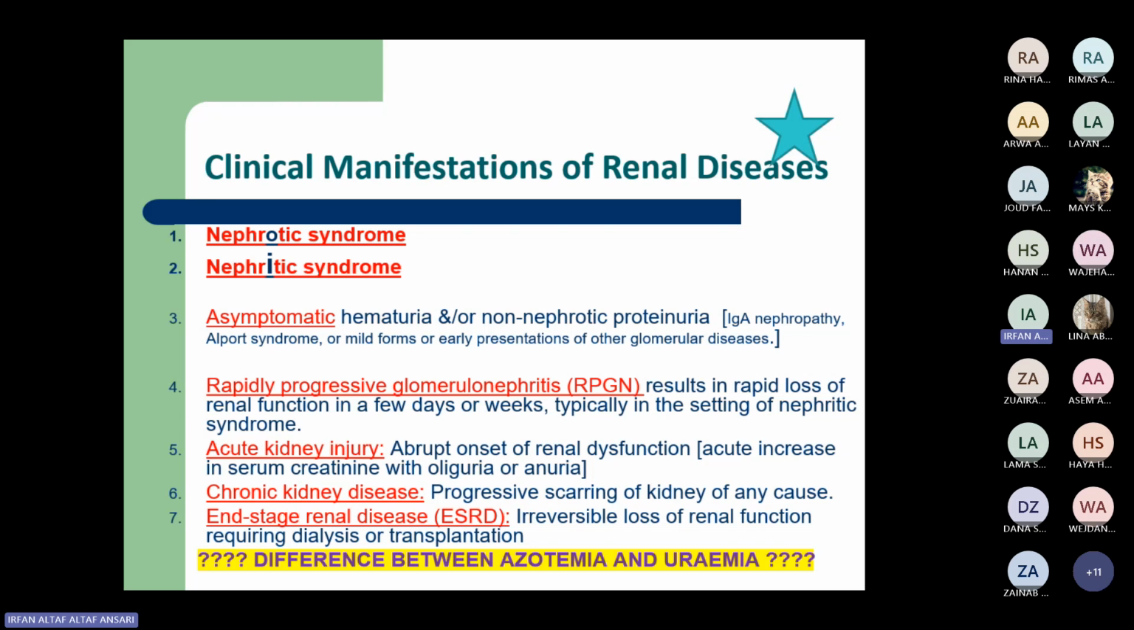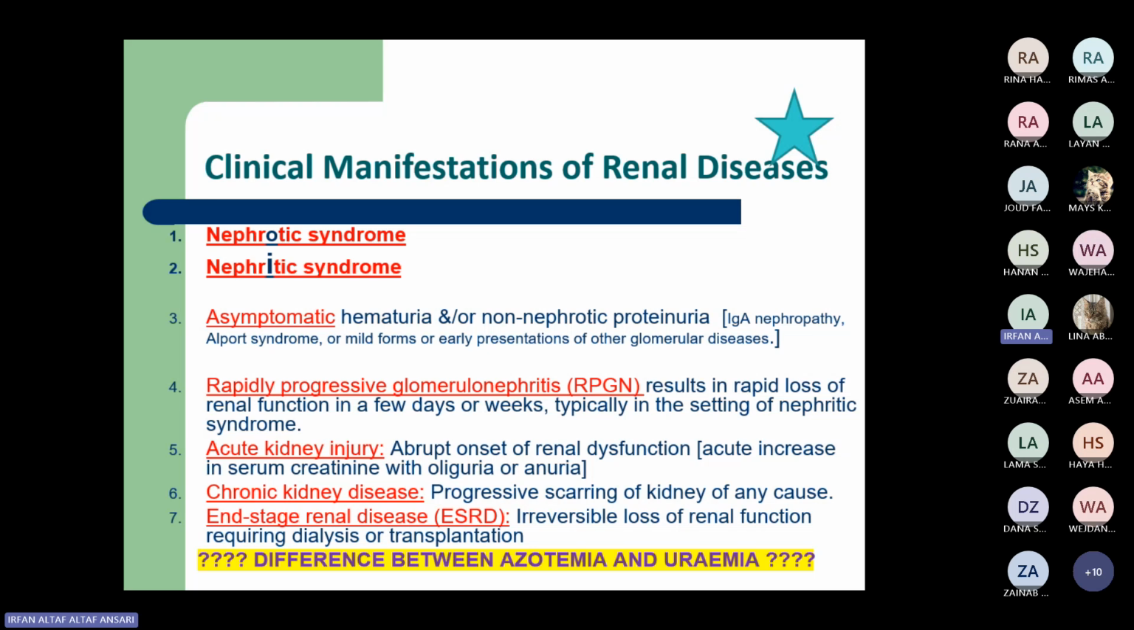Then another manifestation is rapidly progressive glomerulonephritis, also known as RPGN. It is a very rapid, catastrophic event, where your patient develops some kind of renal manifestation and within days or weeks develops the classical syndrome of nephritic syndrome. So here the manifestation is very rapid, which is why it is known as rapidly progressive glomerulonephritis.